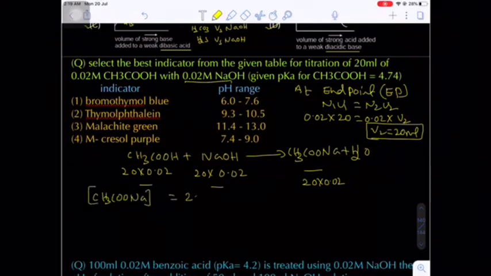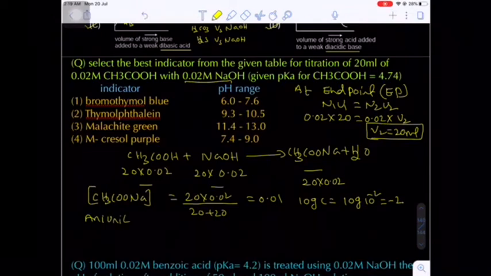Now how much salt will be formed? Both are limiting reagents, so salt will be formed 20 into 0.02 millimoles. Now what is the concentration of the salt here? Sodium acetate concentration: total number of millimoles 20 into 0.02 by total volume 20 plus 20, 40, so 0.01. So the concentration is 10 raised to minus 2, so log of 10 raised to minus 2 will be minus 2. Are you getting my point?